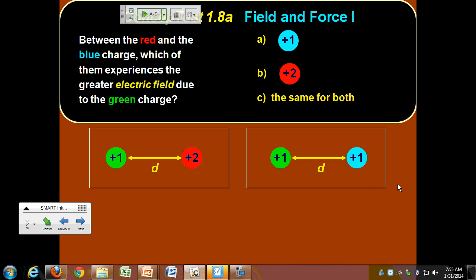If you put B, you were probably thinking force. Which one experiences the larger force? But that's not it, it's about the field. Which one experiences the field? And the field at this point right here, the +2 charge is not relevant for the field at that point. We can calculate that field as just KQ over R squared, where Q right here is this charge, the +1 charge. And so at this point and at this point, the fields are the same. Now they're going to experience different forces due to that field, but the field will still be the same.